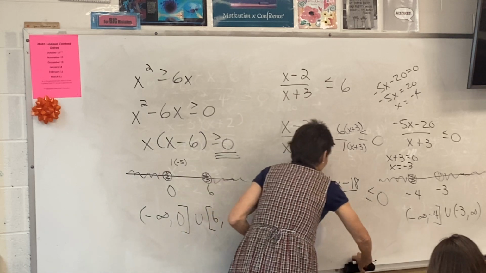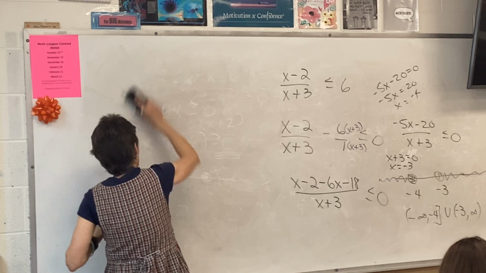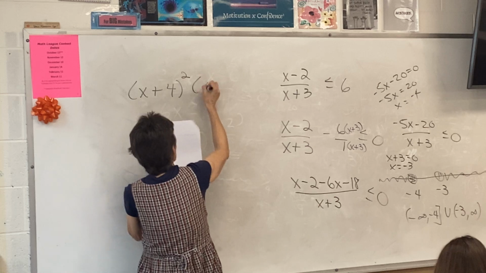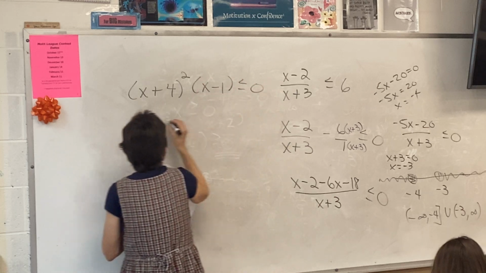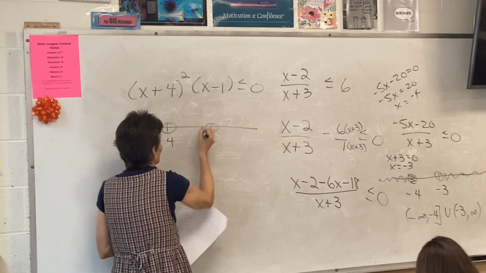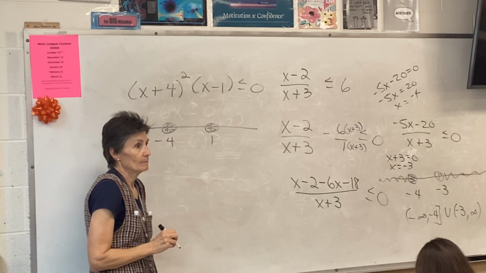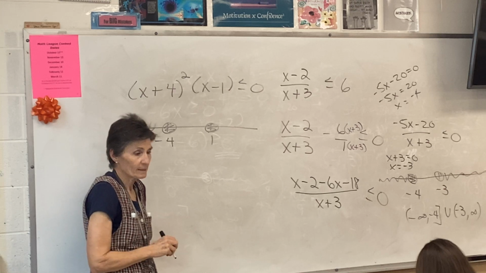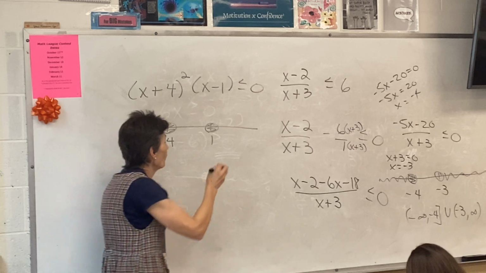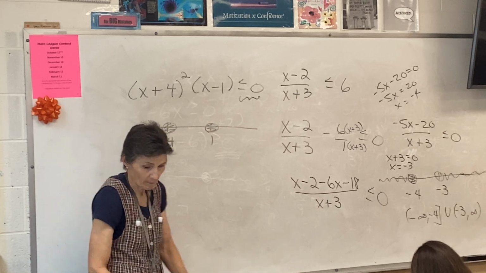The good news is the next problem is already factored. The bad news is it has a square. So I'm just gonna start picking numbers. All right, so you go ahead, you pick them, plug them in. You want it to be less than 0, so that means negative. Go ahead, see what you can come up with.